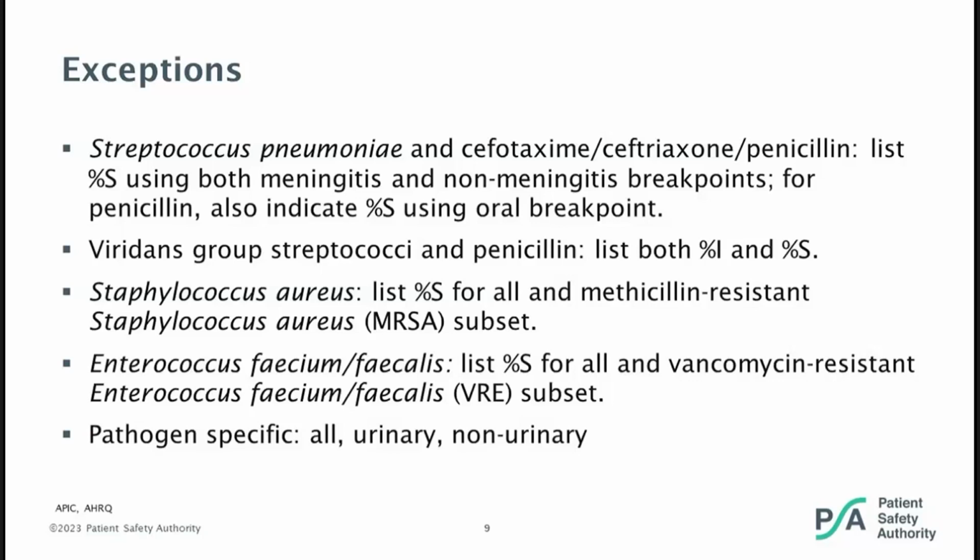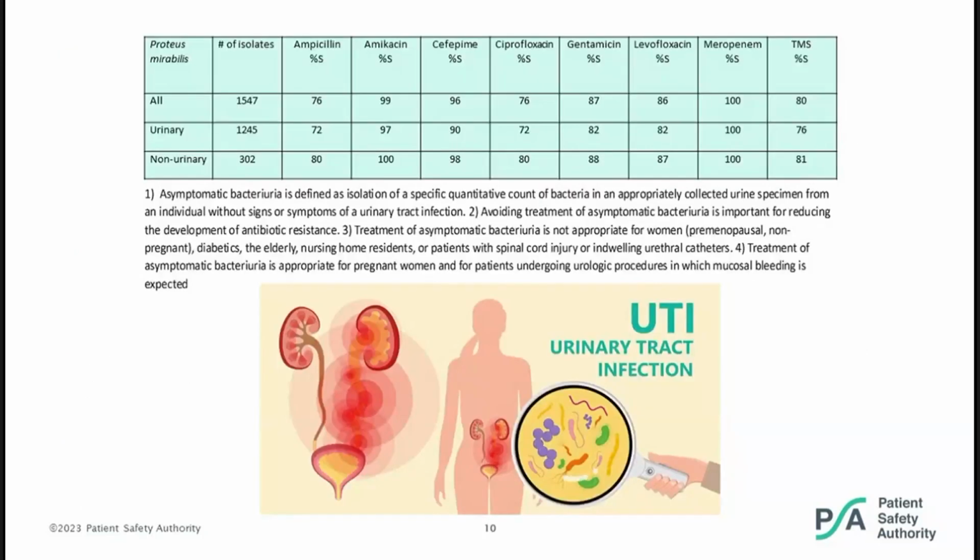And then again, the pathogen specific, and it could be all, urinary and non-urinary. So we may see all Proteus mirabilis infections. We may see it broken down into urinary and non-urinary. That way, the physician is able to choose the most appropriate antibiotic to treat a urinary tract infection or non-urinary tract infection. So here is an example of an antibiogram that is broken down using Proteus mirabilis and showing all Proteus mirabilis, urinary and non-urinary.